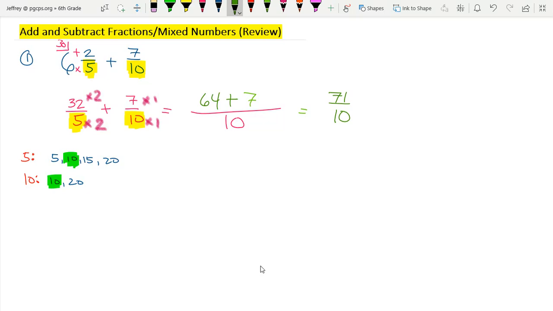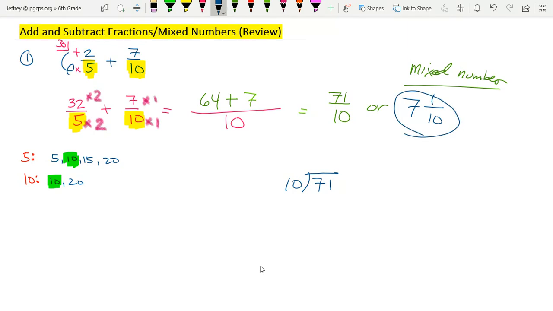Now, if you have an improper fraction, you need to change this into a mixed number. So how do we change into a mixed number? We do long division. So 71 divided by 10. You don't have to if you know how many times 10 can go into 71. And we know it's going to be 7 times, right? And then the denominator stays the same. So 10 times 7 is 70. What's left over, or the remainder, is 1. And that's our answer.